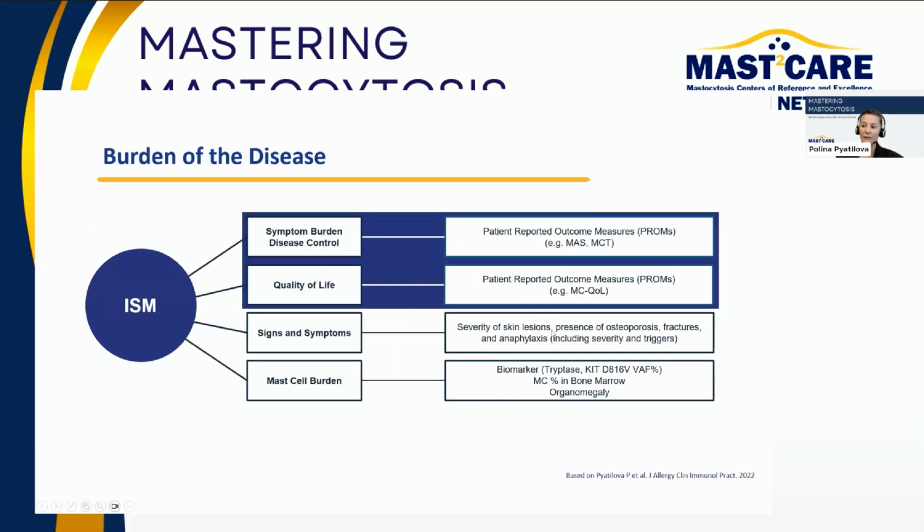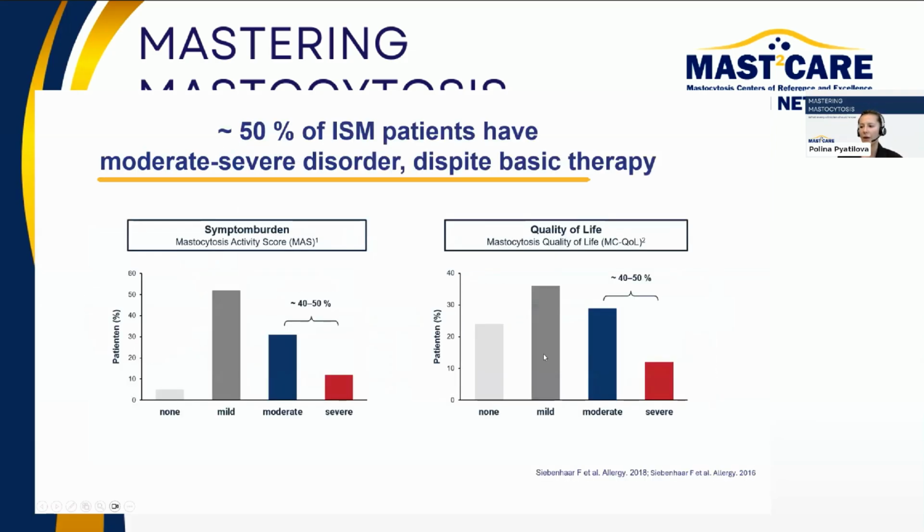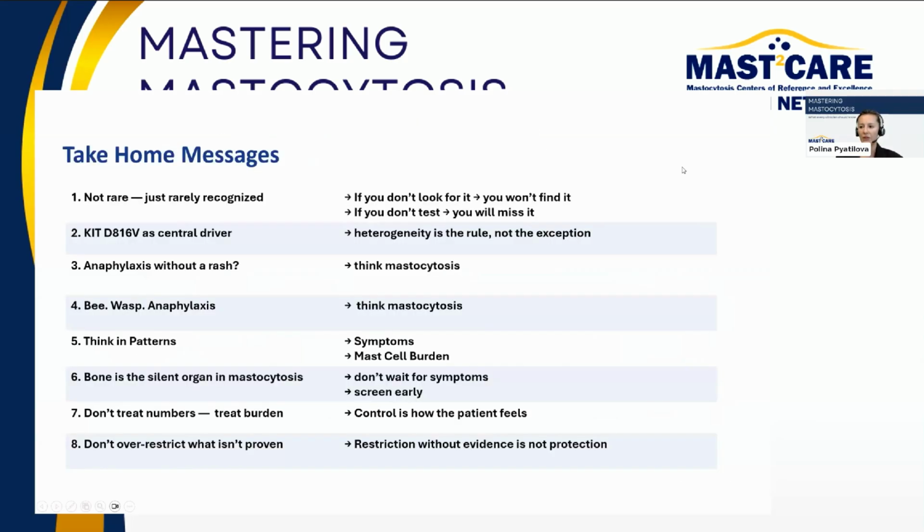And what it is, it's symptoms, what I already mentioned, the quality of life. We know that patients have a tremendous impact on the quality of life, exactly which symptoms they have, and finally the mast cell burden. And we also need to know that about every second patient does have a severe disorder, and that's why precisely every symptom needs to be checked and discussed with the patient.